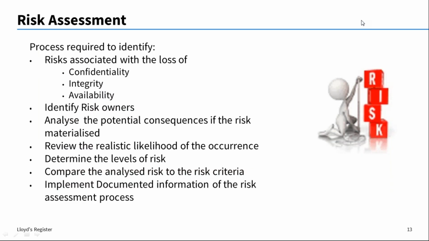So again, the risk. Now that you've identified your assets, the next element is to assess the risks of those assets. What 27001 looks for is for you to have a process. It requires you to have a process to be able to manage risk. And it breaks it down by saying you really want to identify the risks to those assets associated with the three key principles. So what would happen if there was a loss of confidentiality, integrity, or availability to these assets? That needs to be managed.